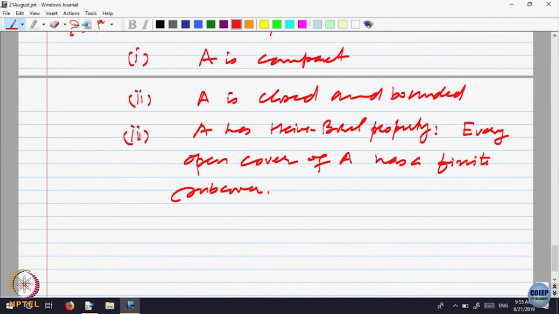So, recall what was our definition of compactness? That was in terms of sequences. We said a set is called compact if every sequence has a subsequence which is convergent in the set, right? Second property, closed and bounded. We defined closedness of a set again in terms of sequences. We said a set is closed whenever a sequence a_n of elements of A converges somewhere, then the limit must be inside the set A.